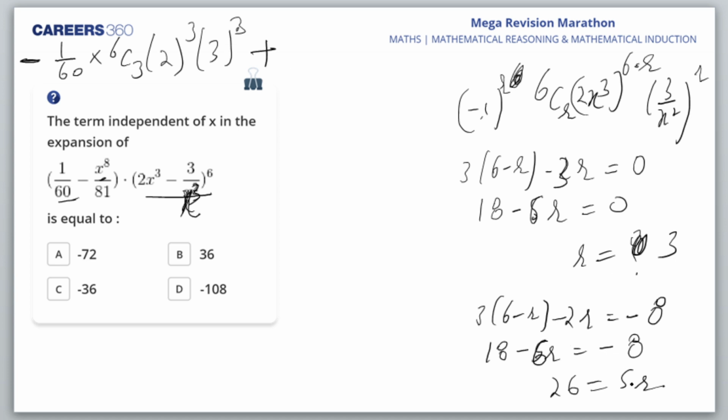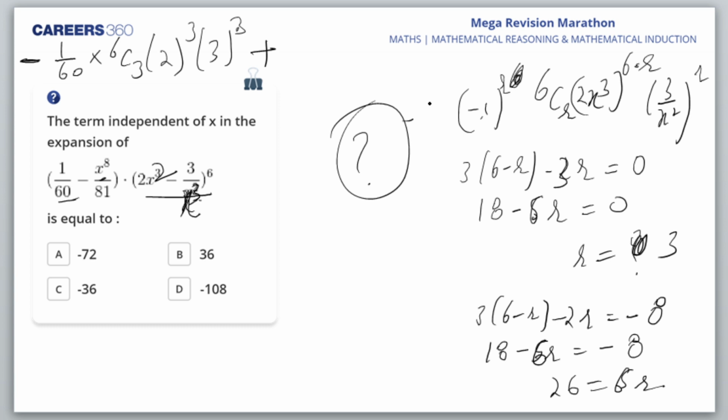So what do I get? 18 minus 6r is equal to minus 8. So 6r is equal to 26. Then again it would be wrong. I won't get any answer. 2x cube, what are you saying? 2x cube raised to power 6 minus r. Haven't I done it correctly? Either it is 2x square or it is x cube. Something of that has to be there. Okay? I think there is something wrong in this question.